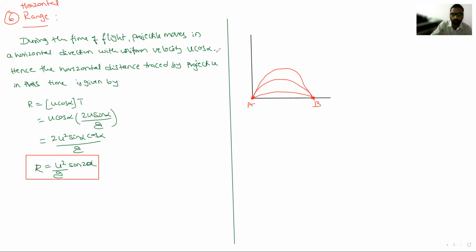Okay, next point, that is the seventh point. Write down the seventh one. Don't write down this one, it is just for your understanding. Maximum range. First we will find out this maximum range, then later we will find out the value of alpha. In order to find out the maximum value of range, we should find out the alpha only. So maximum range is equal to, we know the horizontal range.